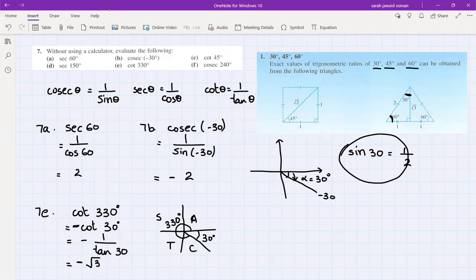Whenever a question wants you to solve questions without using a calculator, remember you are always going to use the ratios you learned for the special angles 30 degrees, 45 degrees, and 60 degrees.